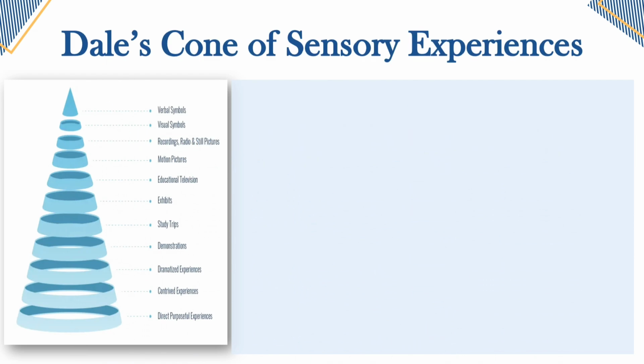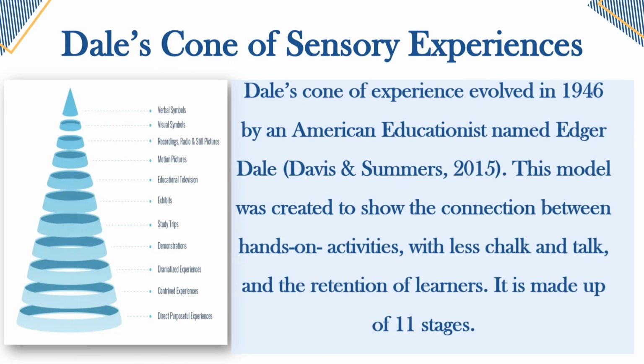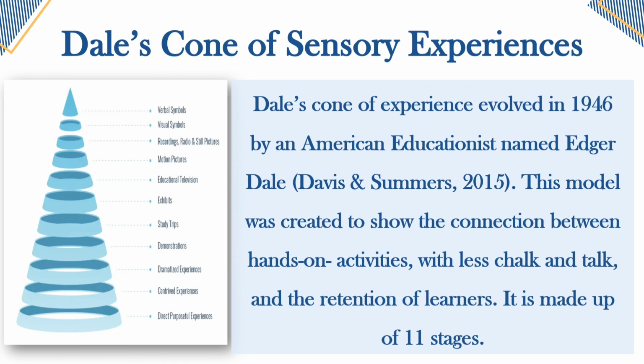This cone of experiences evolved in 1946 by an American educationist named Edgar Dale. This model was created to show the connection between hands-on activities with less chalk and talk and the retention of learners. It is made up of 11 stages as outlined in the diagram.